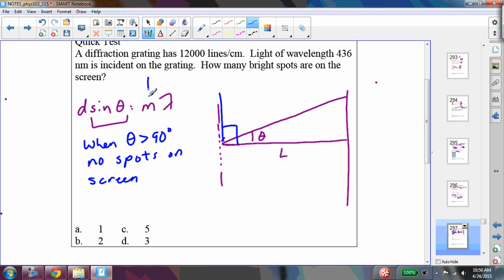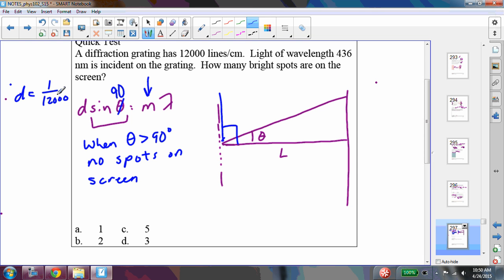So if you want to find out what is your maximum order, what is the maximum number of spots you can find on this screen, then you would plug in theta equal 90 and solve for m. Well, let's just go ahead and do this right now. I have a diffraction grating of 12,000 lines per centimeter. So I want to find d. It's going to be 1 over 12,000, the number of lines, centimeters.